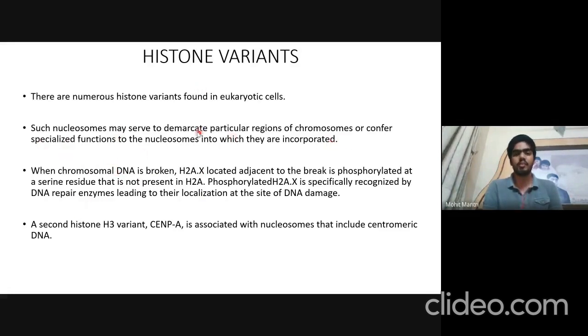The other is demarcating a particular region of the chromosome. For example, another histone H3 variant, known as CENP-A, is associated with the nucleosome that includes the centromeric DNA. So this CENP-A H3 histone variant is present in the nucleosomes in the centromeric region of a chromosome. This CENP-A consists of a long C-terminal tail, which is said to help in binding with the kinetochore protein complex, and therefore these are associated with the centromeric region. So these are specific to a region in a chromosome, and this helps in specialized function.